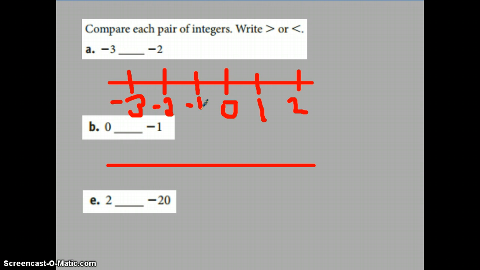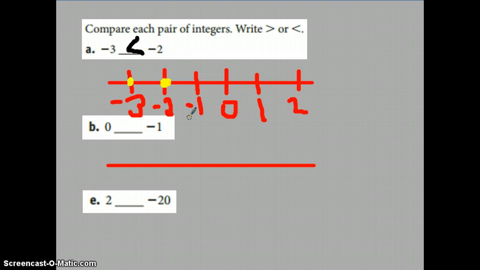And so we're comparing greater than or less than. All right, so negative 3 is here, and negative 2 is here. And remember that the smallest number is going to be furthest to the left on the number line. So that is going to be negative 3. So negative 3 is less than negative 2, because negative 2 is closer to 0, closer to being positive.